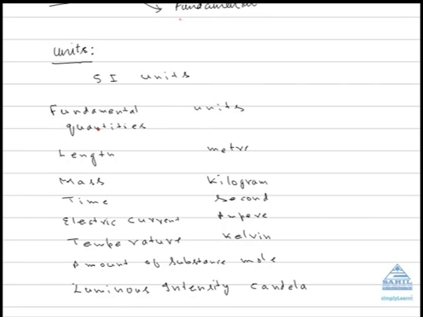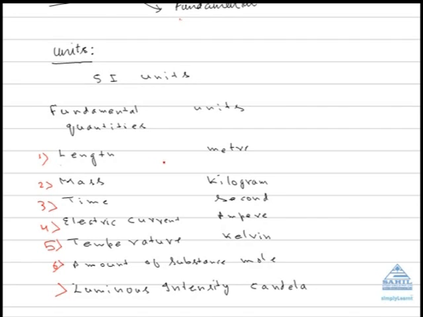In SI units, the fundamental quantities are length, mass, time, electric current, temperature, amount of substance and luminous intensity.